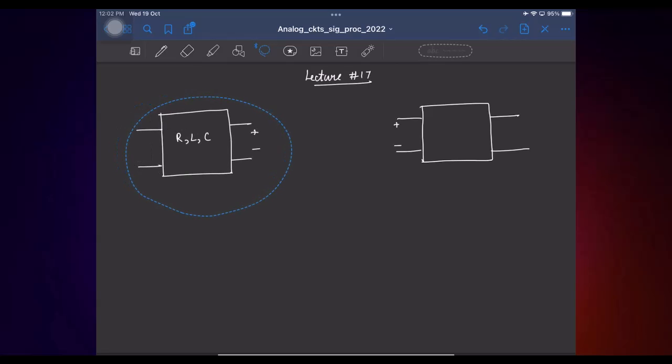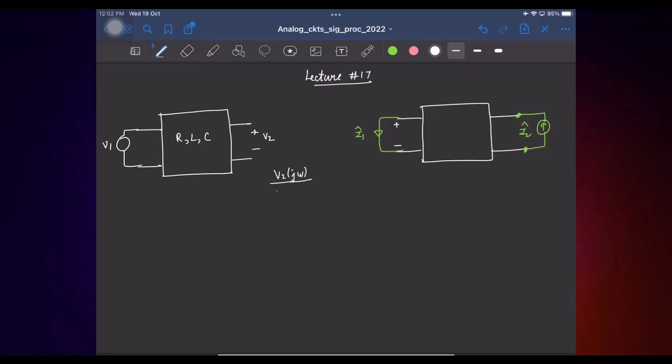And you know the combinations of excitations and measurement quantities. So for example, if I apply a voltage V1, here I will measure a voltage V2. So what do I apply here? We apply a current, say that is I2 hat, and measure a current I1 hat, right? And we saw that the ratio in the frequency domain is equal to I1 hat of j omega by I2 hat of j omega.